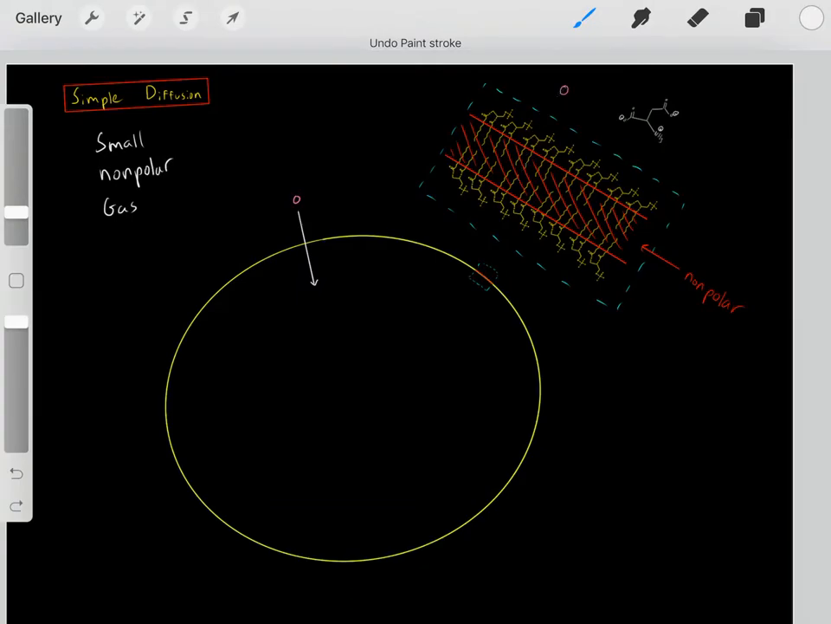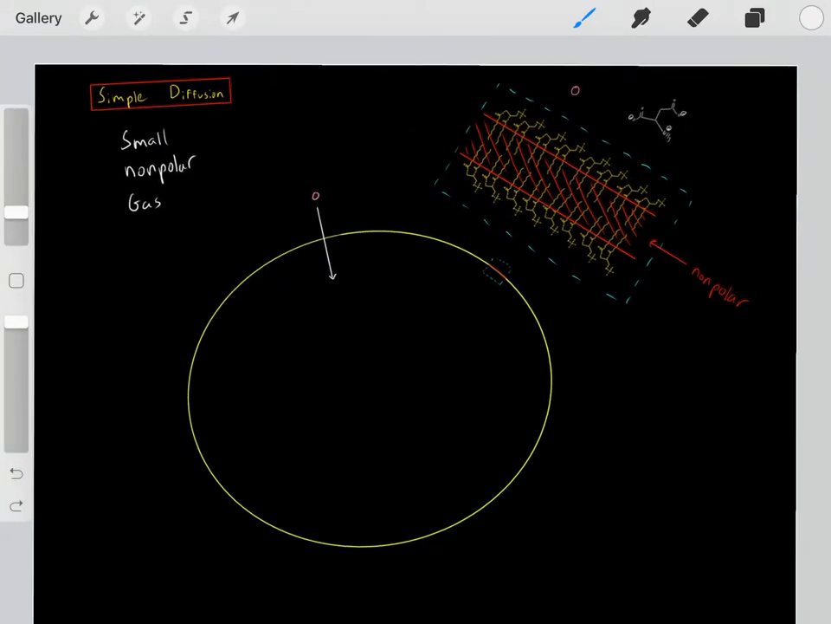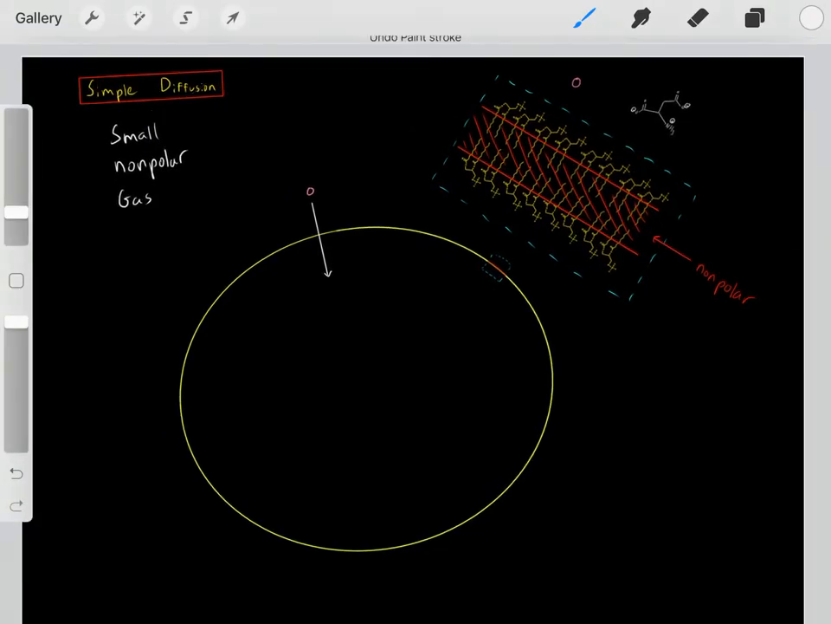through this barrier membrane. However, a polar molecule or a charged molecule cannot dissolve in this nonpolar core, so they can't cross this barrier. So again, simple diffusion is when molecules just simply diffuse straight through this barrier. This barrier is essentially invisible to them and they can simply go through. And also small molecules can squeeze in between these spaces.